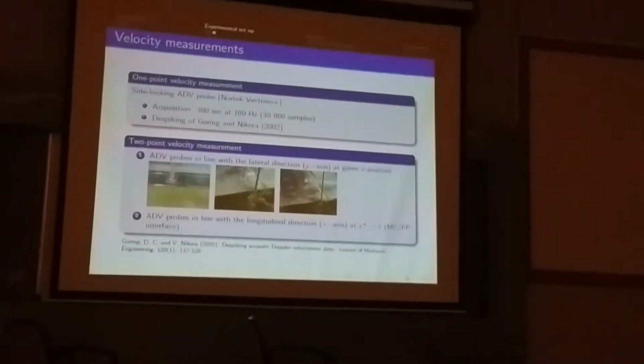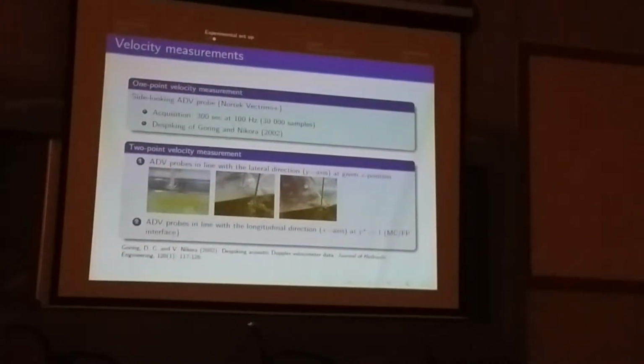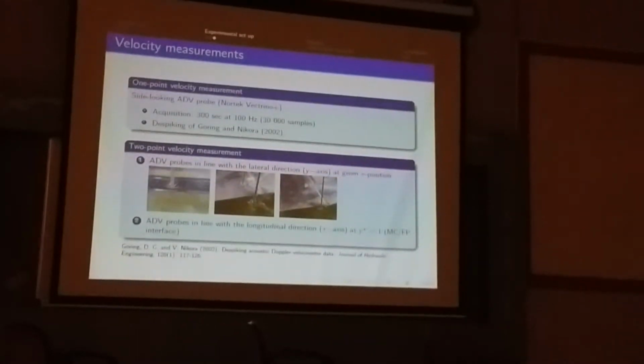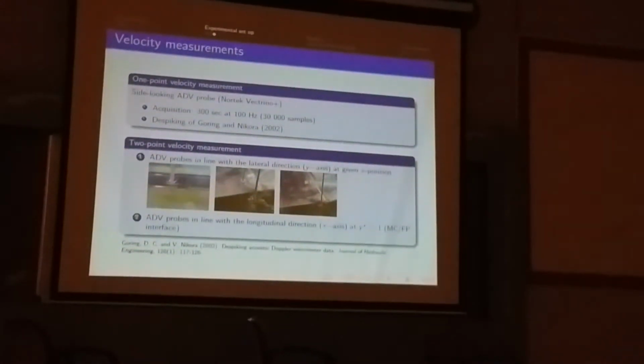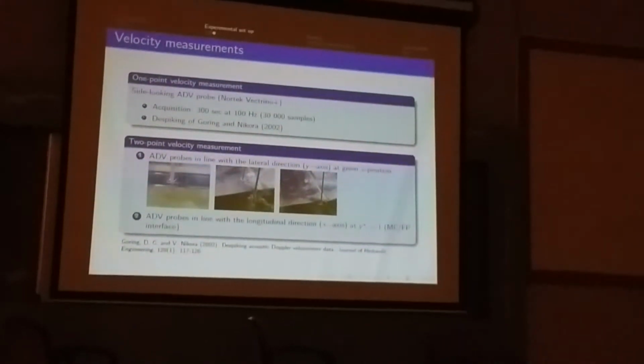You know this despiking? In the velocity signal, sometimes you have very high spikes, and this is only noise. And the despiking of Goring and Nikora removes these spike values, because they artificially increase what you are measuring, and it's only noise.